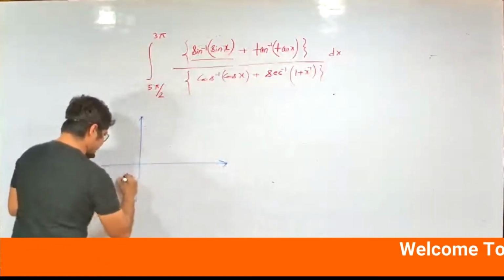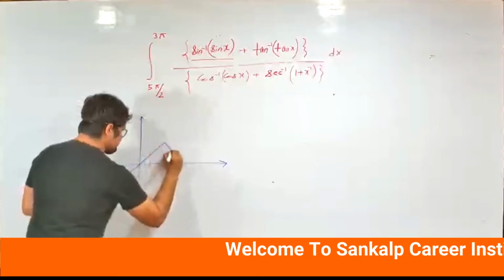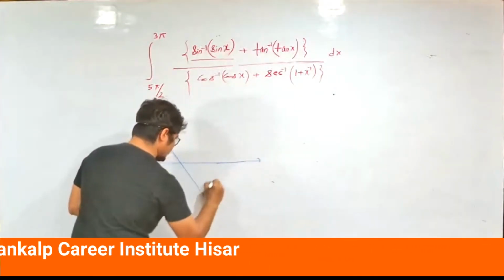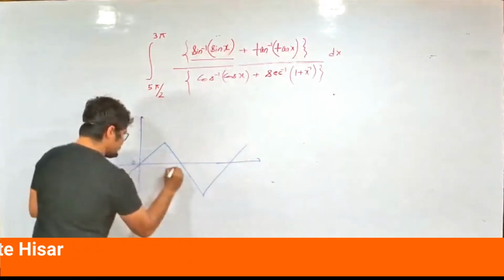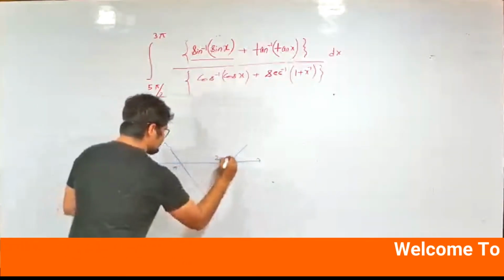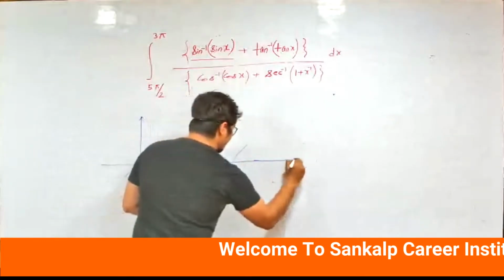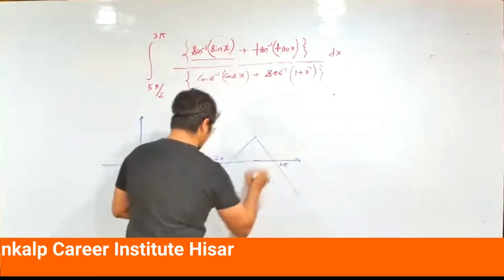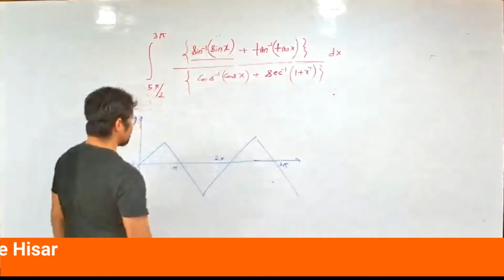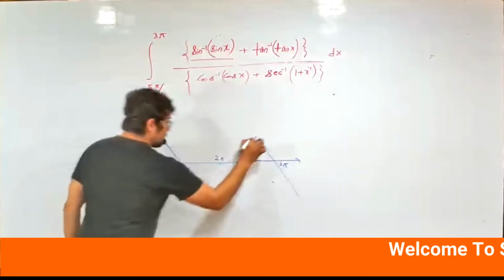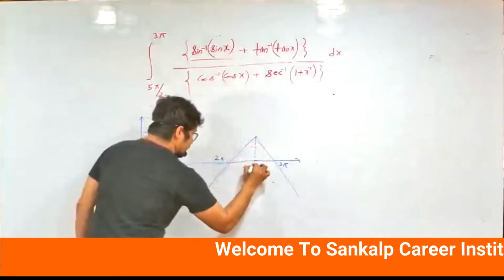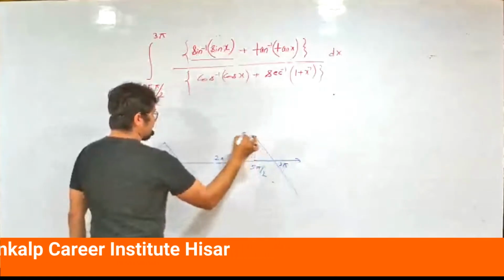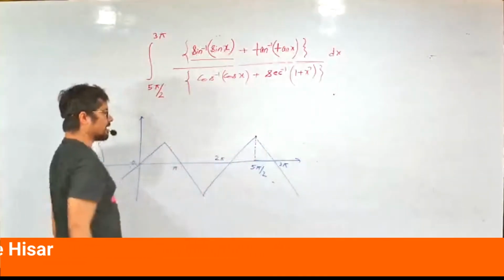So sine inverse sine x looks like this. So this is 0, pi, 2 pi, and here this is 3 pi. And this corner point is basically 5 pi by 2. Means the coordinate of this point is 5 pi by 2 comma pi by 2, you know, right?